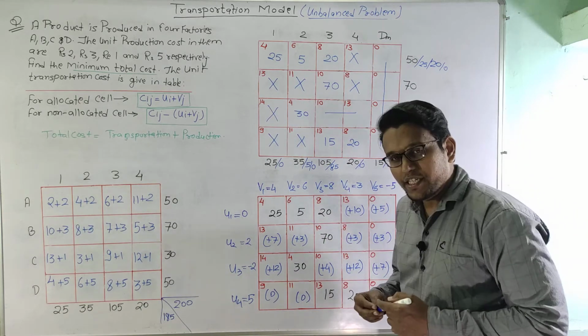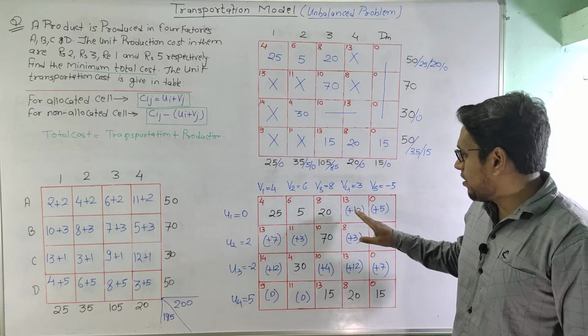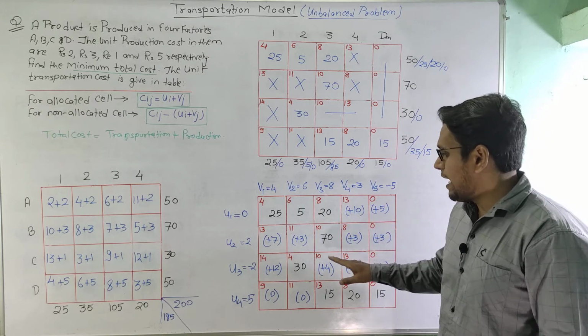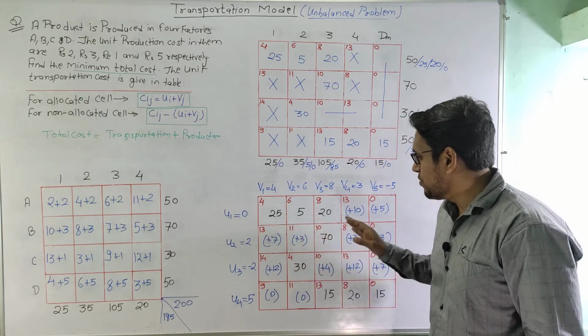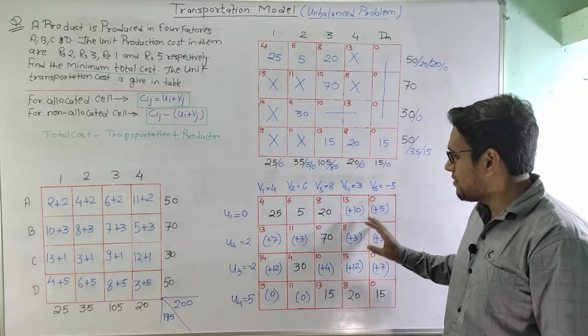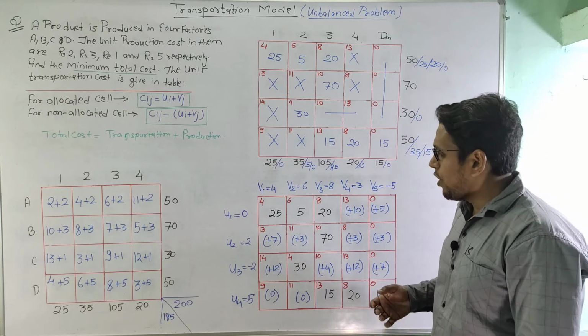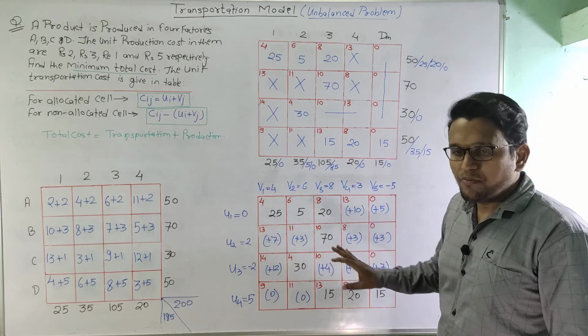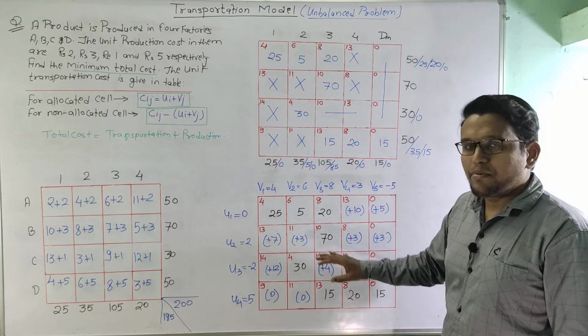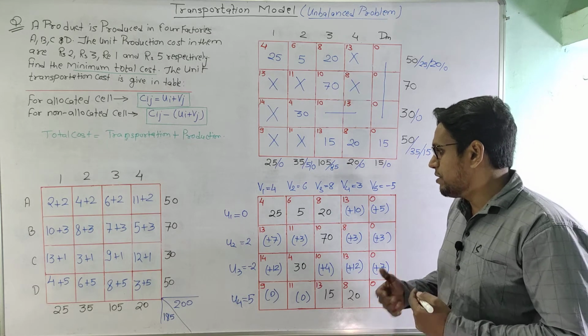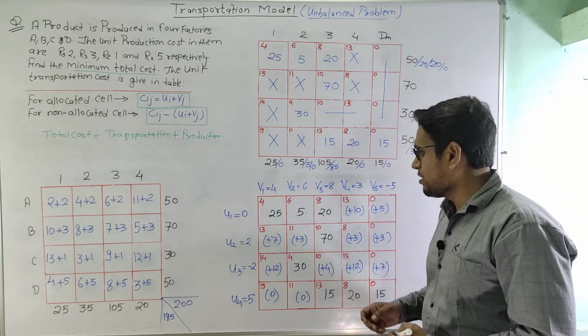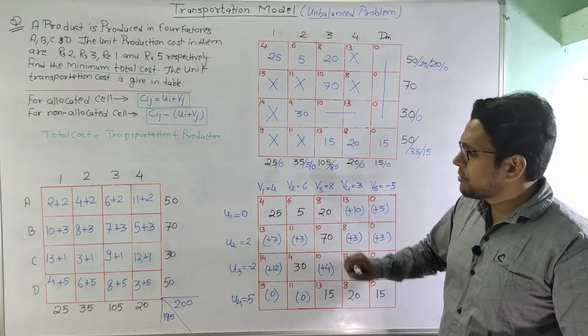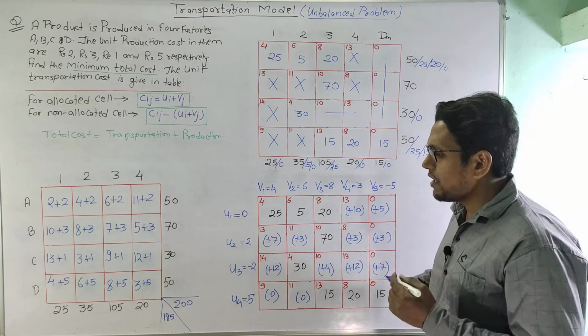So we have calculated the values at all the non-basic cells, and there is no value coming as negative. That means all the values are either 0 or positive, which shows that there is no improvement in the problem and we will not be able to improve this particular solution. So this will be our optimal solution.